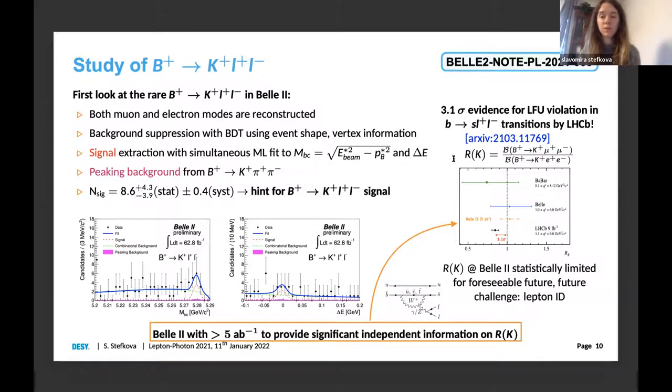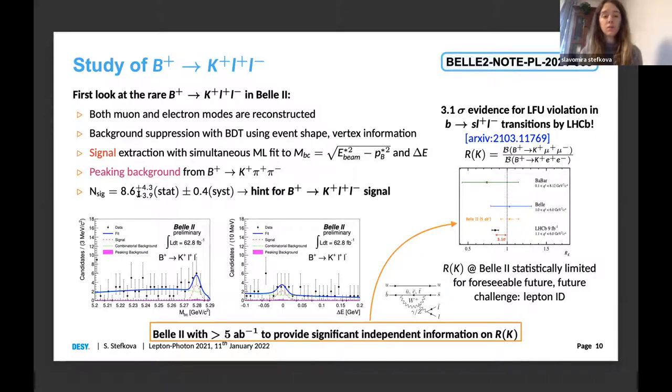In particular, the most intriguing one is coming from the R_K, which is the measurement of the branching fraction ratio between B to K mu mu and B to K e e. And so in Belle II, we first want to see some of these decays. And then we can go on and measure R_K and other interesting observables. So here at Belle II, for the first look at the B to K l l spectra, we have looked both for the electron and the muon mode. We have suppressed the background using BDTs.